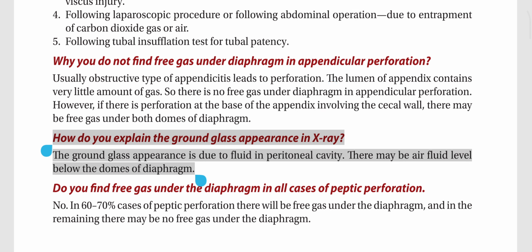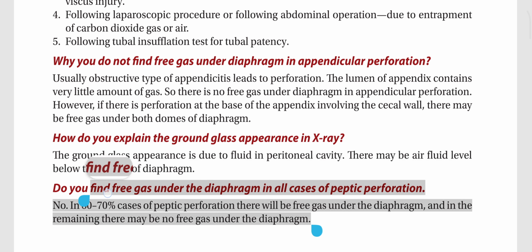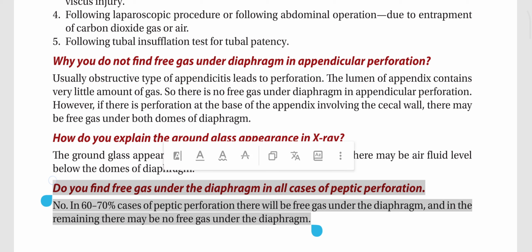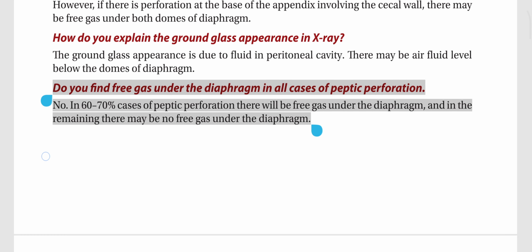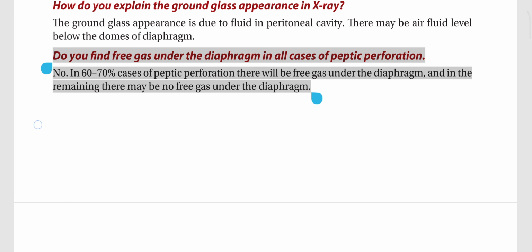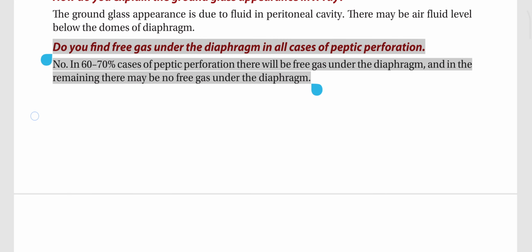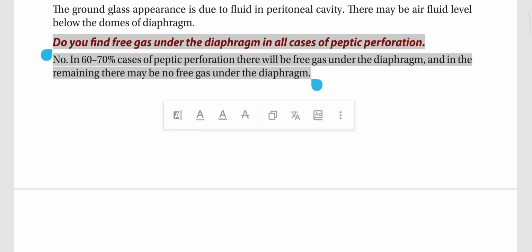How do you explain the ground glass appearance in X-ray? The ground glass appearance is due to fluid in peritoneal cavity. There may be air fluid level below the domes of diaphragm. Do you find free gas under the diaphragm in all cases of peptic perforation? No. In 60 to 70% cases of peptic perforation there will be free gas under the diaphragm, and in the remaining there may be no free gas under the diaphragm.